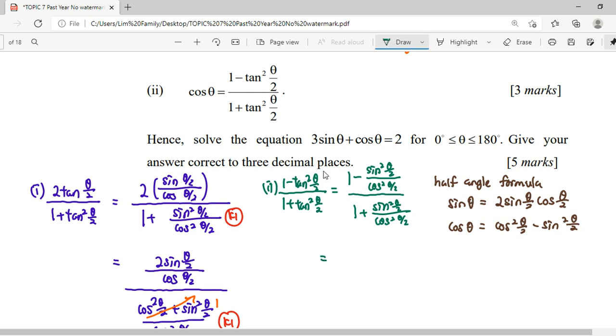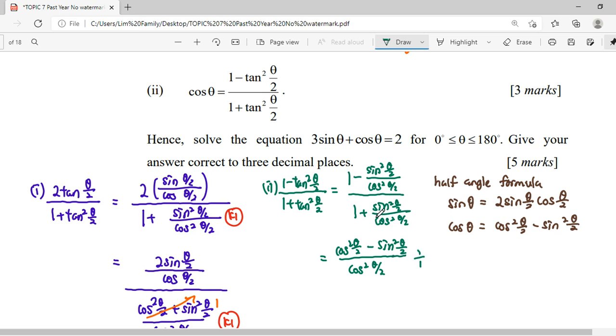So it's already in fraction. So we get the same denominator. We want to operate with 1, so we get the same denominator, cos square theta over 2. So this 1 will times cos square theta over 2, and the numerator also will get cos square theta over 2. So this is our numerator part fraction.